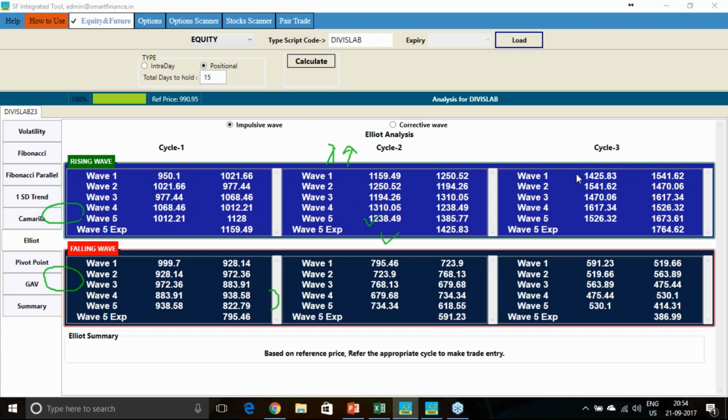So here, wave 1 is starting at the 950 level. Now it goes to 1021. There is a correction. So here, the impulsive has these two parts. Many people will be getting confused here and they'll say that yes, the falling wave is telling 999 to 928. However, the rising wave is telling 950 to 1021. We have fixed some rules here because of that only.